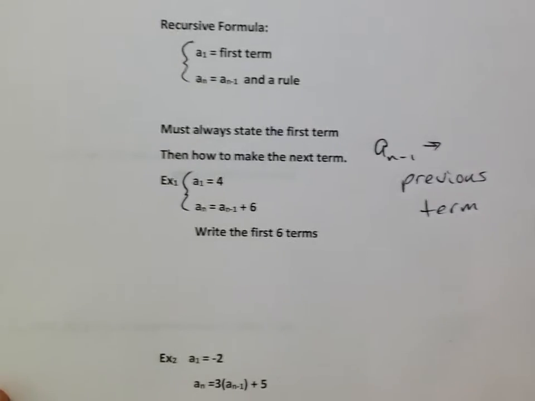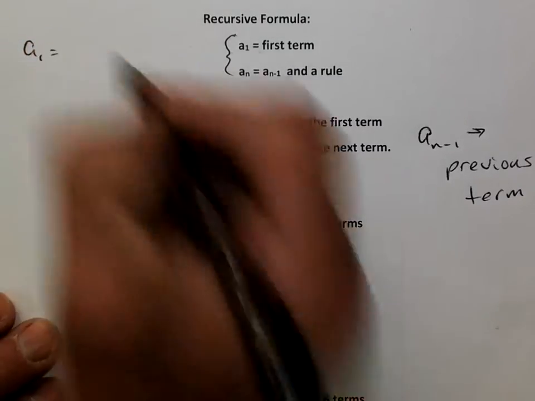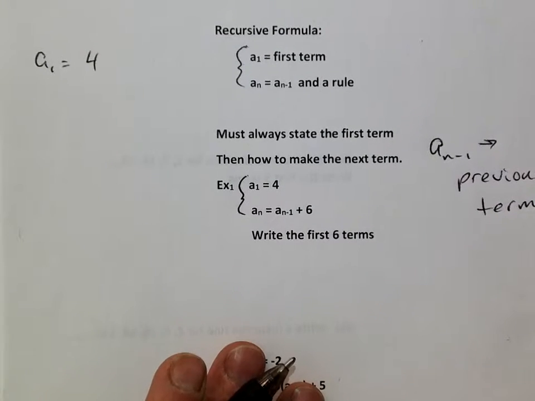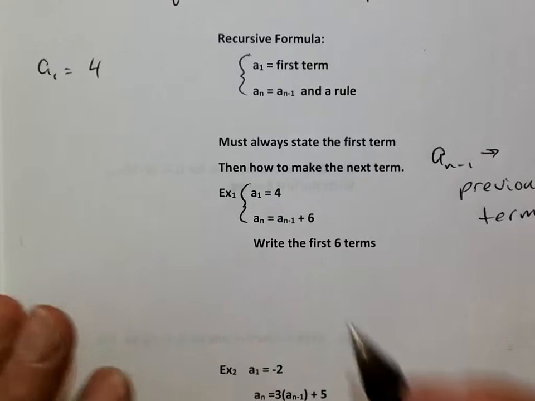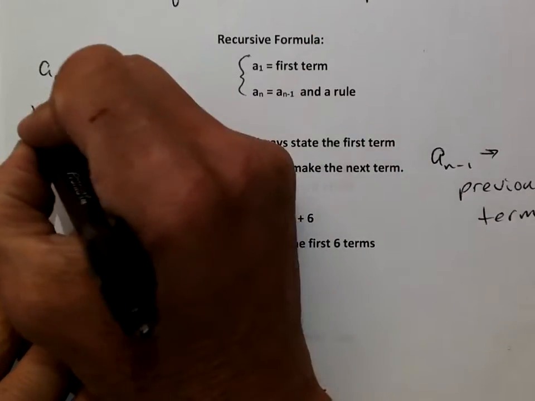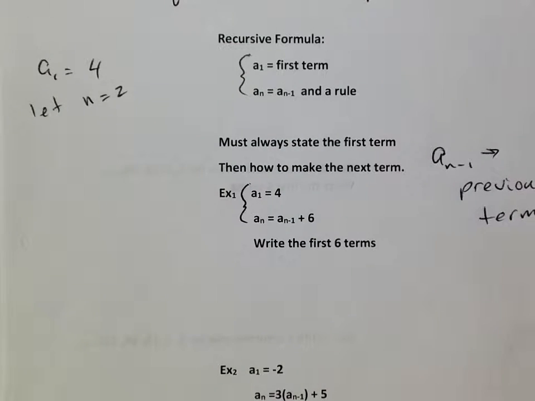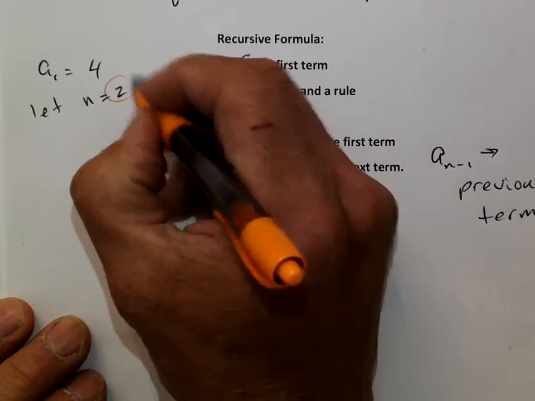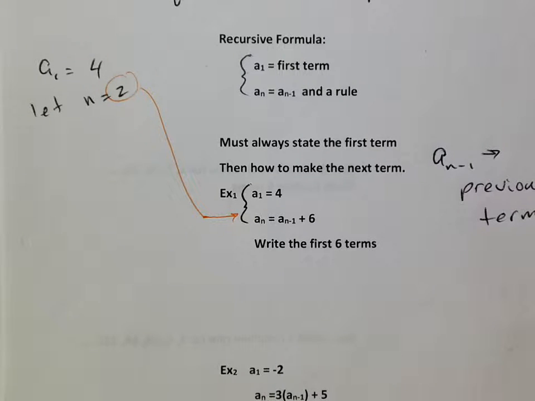All right, on the side. You guys ready for a little side work? Okay, a little side work. A1 is 4, correct? Let's go through this slowly for you. What we want to do is make the next term. We've made the first term, so let's make the second term. To make the second term, we're going to let n equal 2, right? Because we need the second term. We're going to use our little formula to do that. So if n is 2, I'm going to make A2.